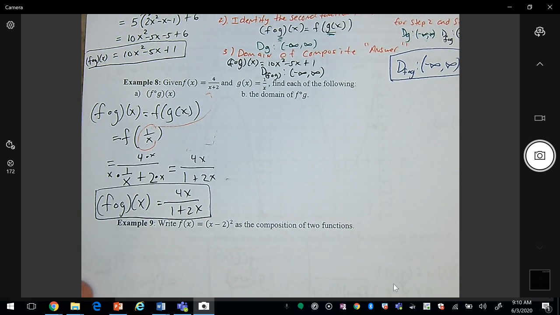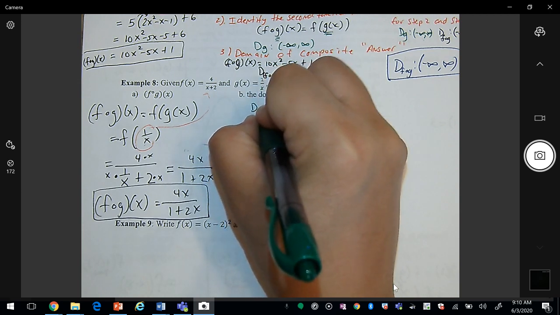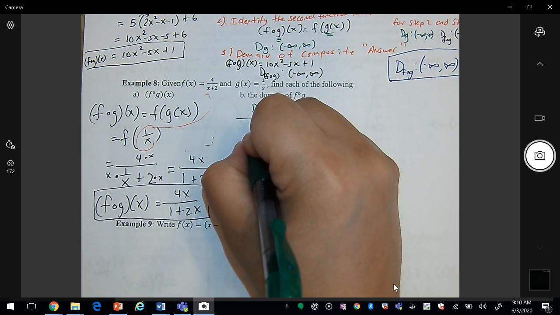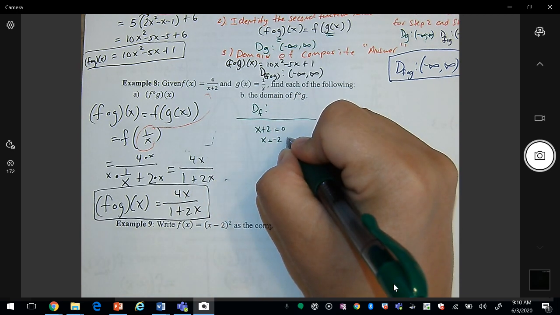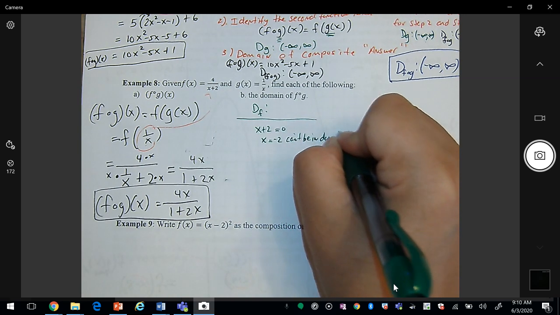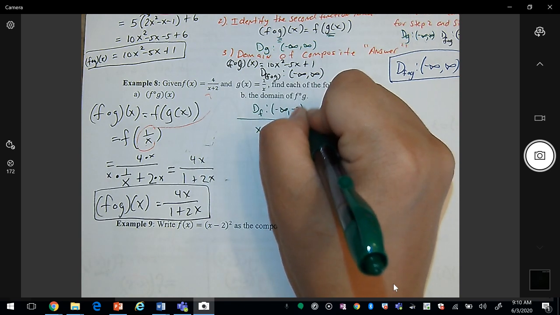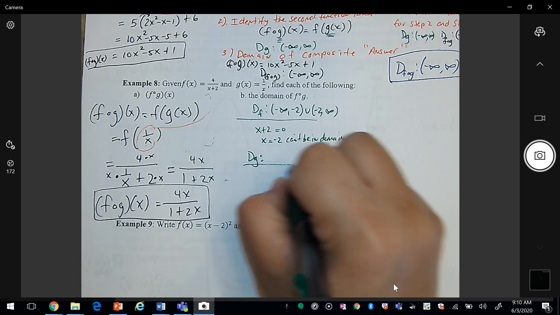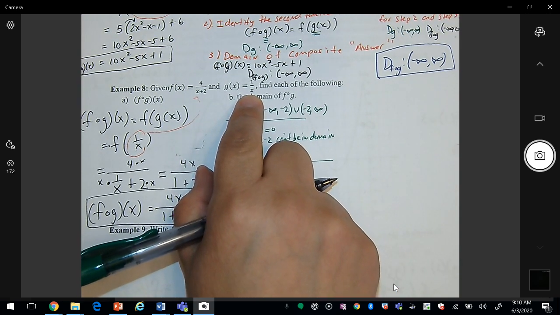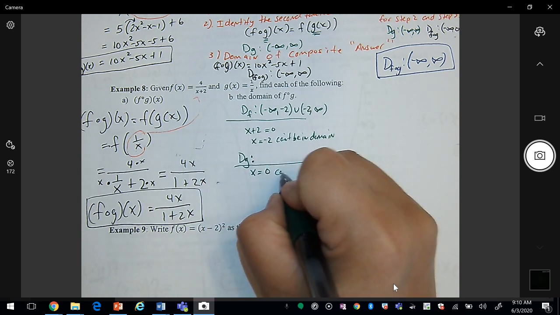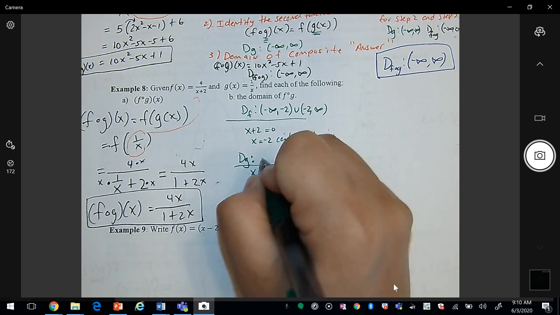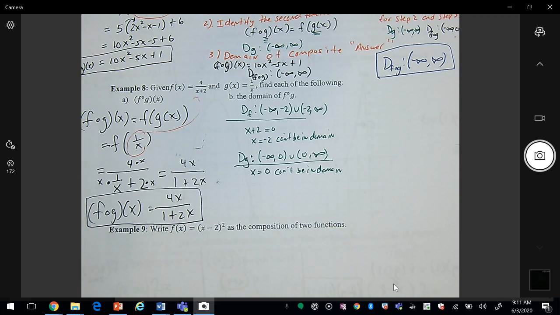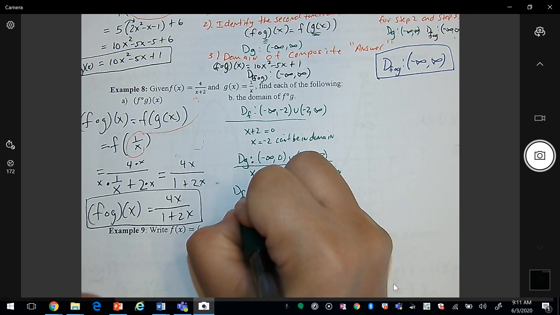Okay. So to find the domain, again, the first step is determine the domain of each function. So here the domain of f, since we have an x plus 2, we set that equal to 0. So negative 2 can't be in the domain. So my domain will go from negative infinity to negative 2 union negative 2 to infinity. And then for g, here's g. 1 over x is a fraction, so we set the denominator equal to 0. So 0 can't be in the domain. So this domain will go from negative infinity to 0, and then 0 to infinity. And then the third domain that we need is the domain of the composition.